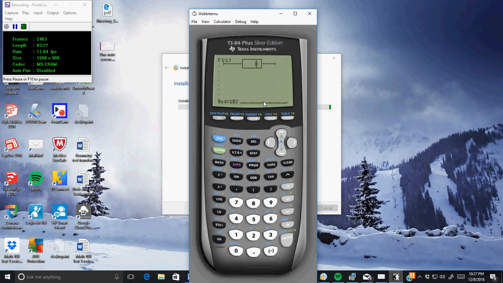If I press trace, it goes onto my median. If I go all the way over, my minimum is 163. My lower quartile, or quartile 1, is 174. My median is 182. My quartile 3 is 185. And the max is 193.